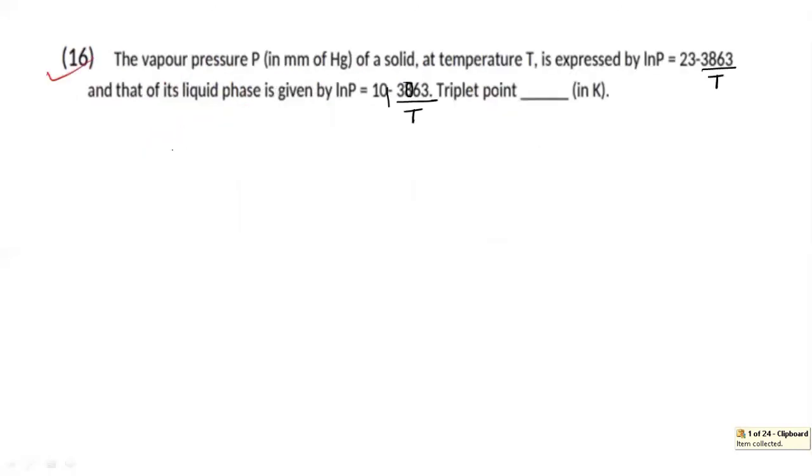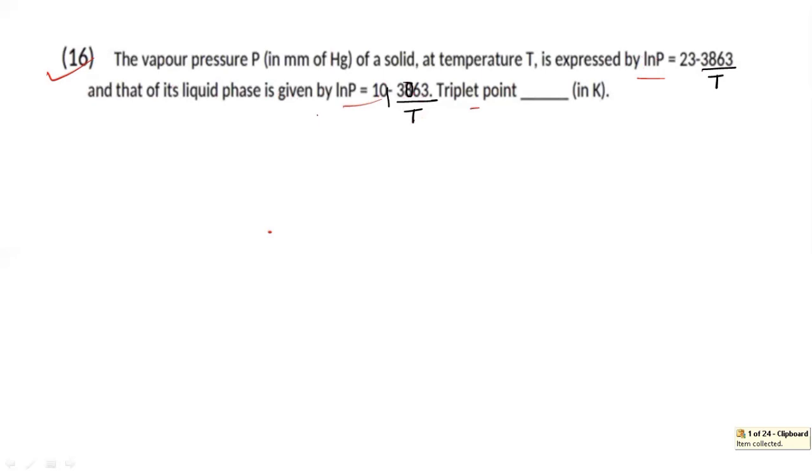Come to the last question, that is question number 16. Here it is said that the vapor pressure of a solid at temperature T is expressed by ln P equals this one, and for liquid it is given by this one. We need to calculate the triple point. One thing I'd like to say, it was mistyped, so I have corrected it. It is 19 minus 3063 by T, and this is 23 minus 3863 by T. So here we need to calculate the triple point.